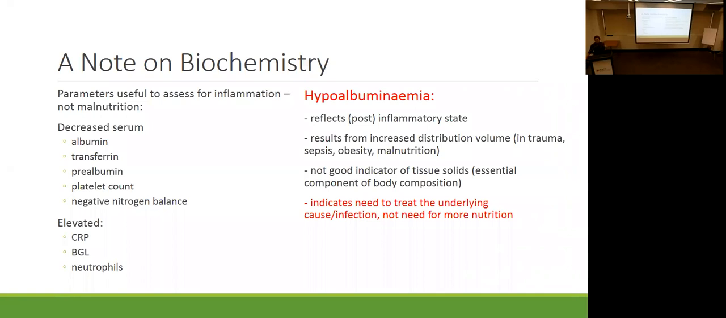For example, in the anorexia nervosa population, they can be completely, BMI of 12 and normal albumin. So just to keep that in mind as well, that it indicates the need to treat the underlying cause of inflammation, not necessarily the need for more nutrition.